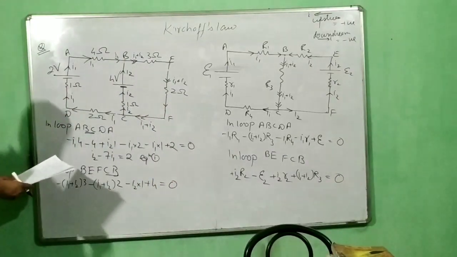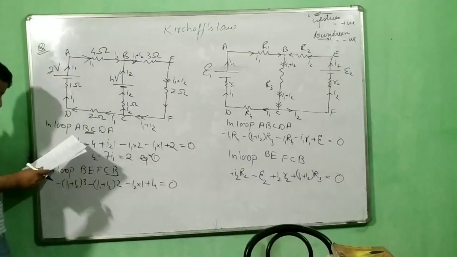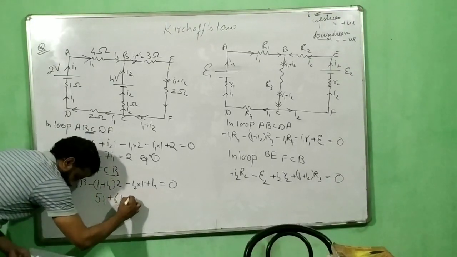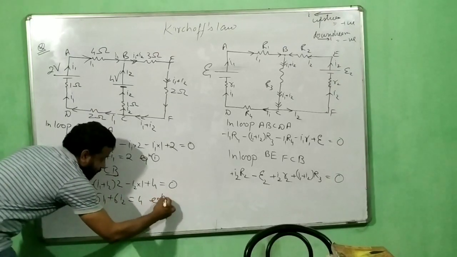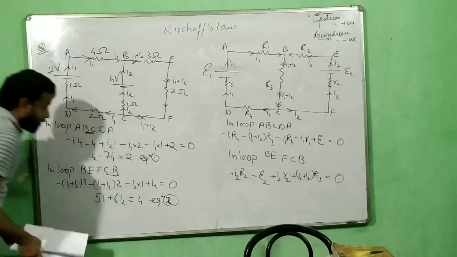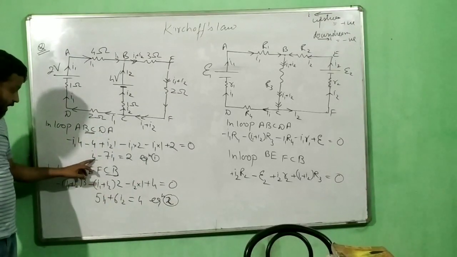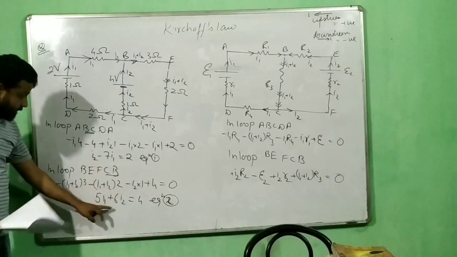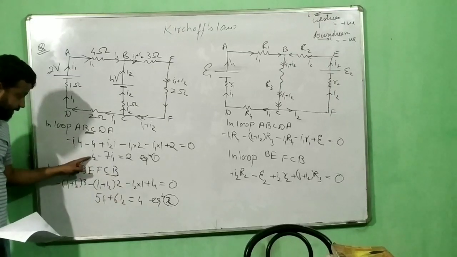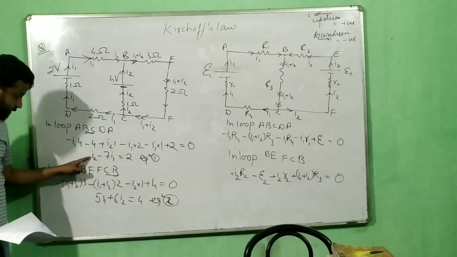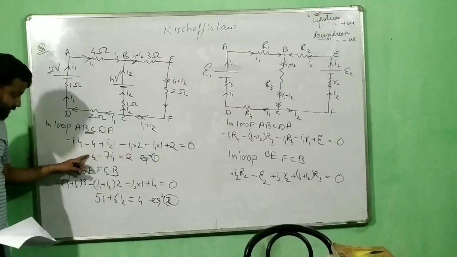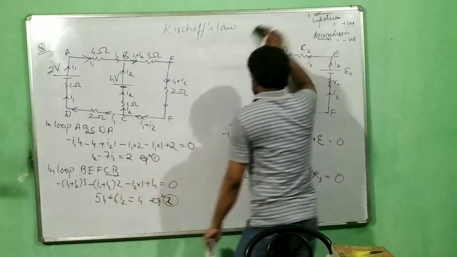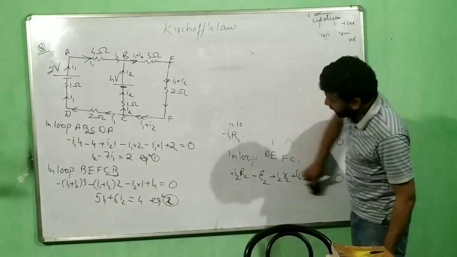If you simplify this further, you will get 5I1 plus 6I2 equals 4. You call this equation 2. Now you can see there is an I2 here and an I2 over here. So the best thing is to multiply this equation by 6, and then subtract one equation from the other, and I get the value of I1. That is how you solve simultaneous equations.